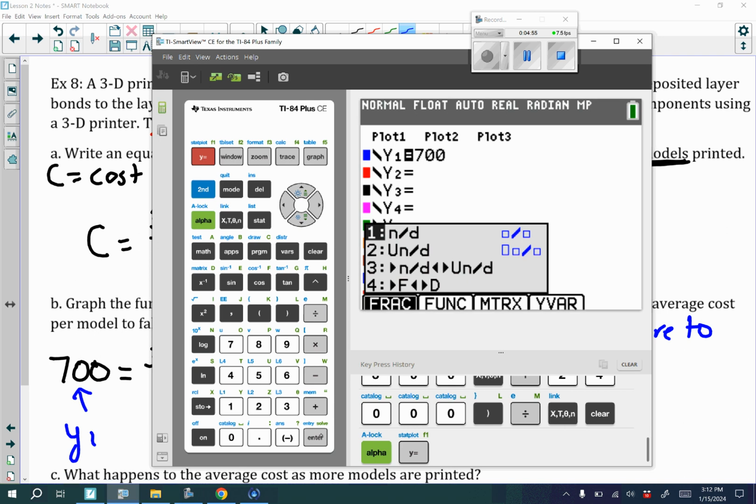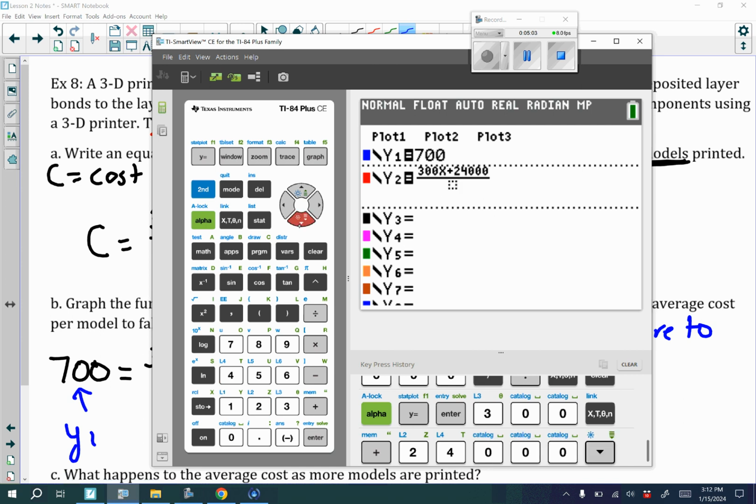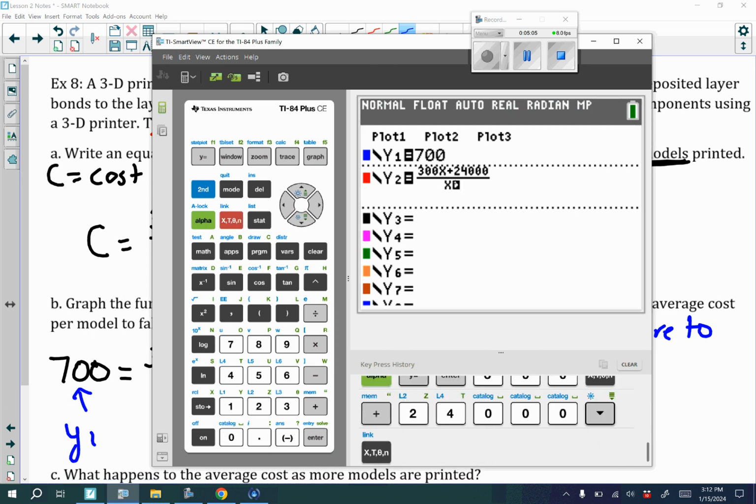Now, if you have a newer or updated version, you can do alpha Y equals, use that fraction feature and then just put it in as so, and you don't have to use parentheses when you use this fraction feature. It is only when you don't use it that you have to use parentheses, okay?